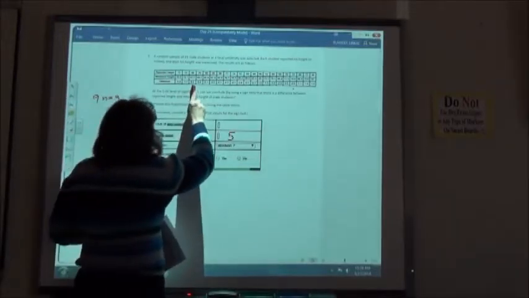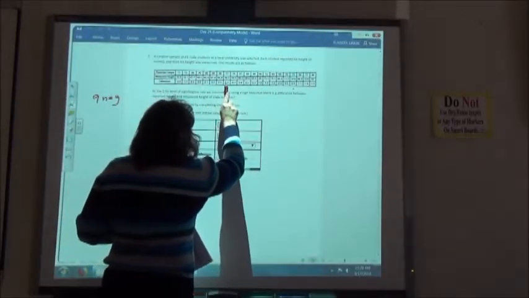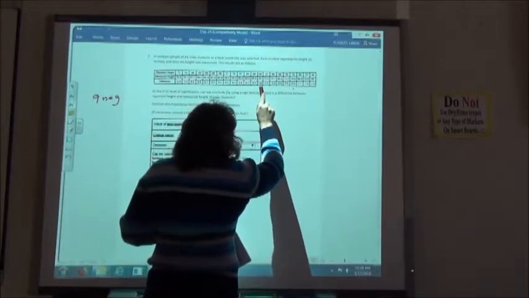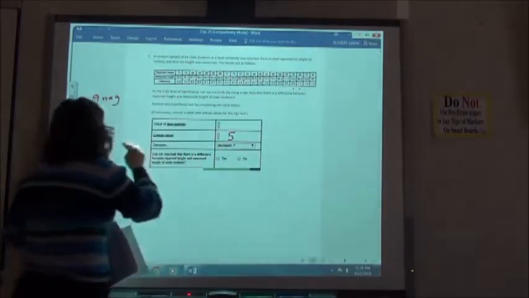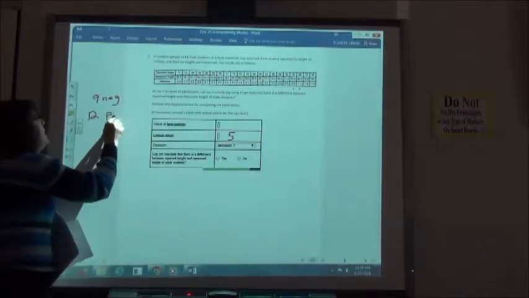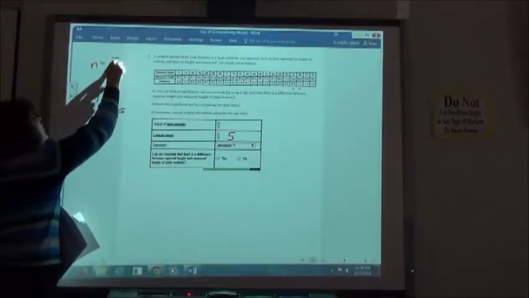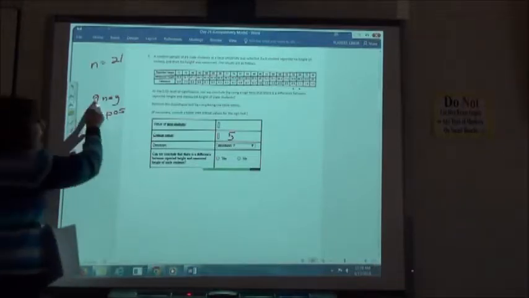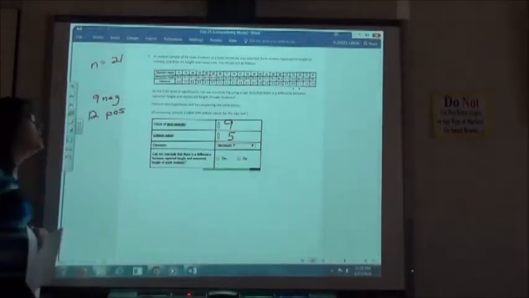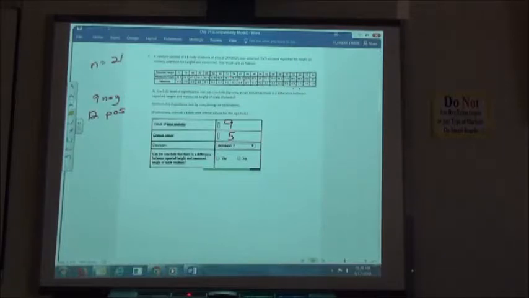Positive numbers, I've got 1, 2, 3, 4, 5, 6, 7, 8, 9, 10, 11, 12. That should add up to 21. It does, because n was equal to 21. So in this case, my test value is the lower of those two numbers. 9 is the lower of those two numbers. So 9 is my test value, 5 is my critical value. So I am going to go ahead and compare those two numbers.